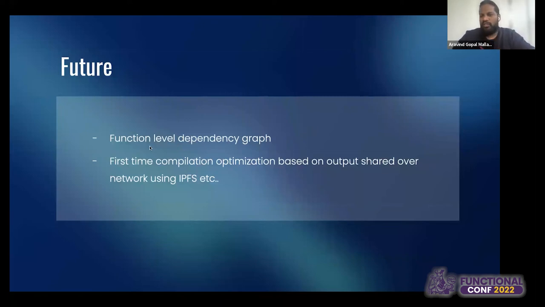Back to the functional level dependency graph. We don't want to go with the file level, but we want to go at the function level and build the graph, and only if the function signature changed, we build the modules which are dependent on the function, not like, okay, I imported this file, so I'll simply go and recompile that file. Other than this, there is another thought, which is for first time compilation.